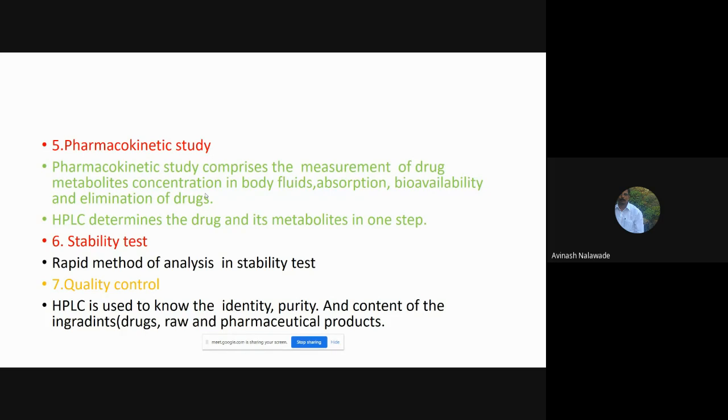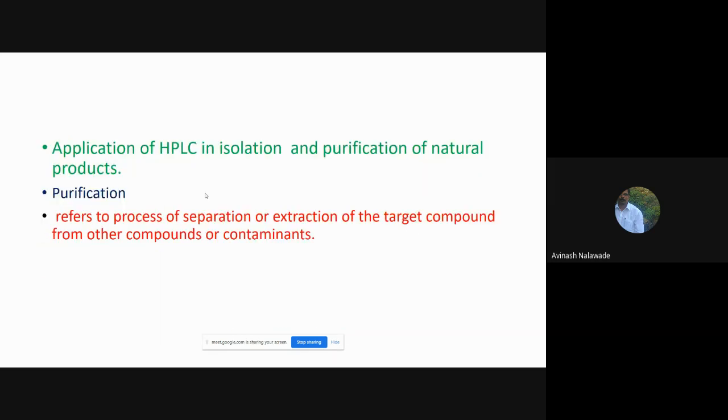आपण काय होतो, ऑब्विसली आयडेंटिफाय होतो आणि तो सेपरेट पण होतो इन द प्युअर फॉर्म. अँड द कंटेंट ऑफ द इन्ग्रेडियंट्स, म्हणजे ड्रग्स, रॉ मटेरियल किंवा फार्मास्युटिकल प्रोडक्टचे कंटेंट काढण्यासाठी आपण क्वालिटी कंट्रोलमध्ये HPLCचा उपयोग करतो. नंतर ऍप्लिकेशन इन द आयसोलेशन अँड प्युरिफिकेशन ऑफ द नॅचरल प्रोडक्ट.